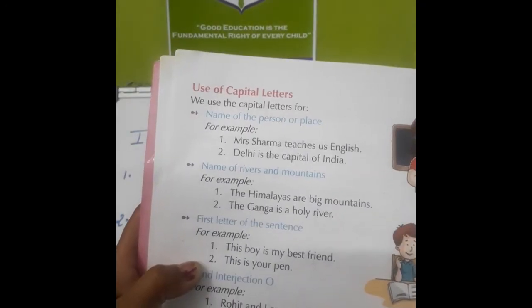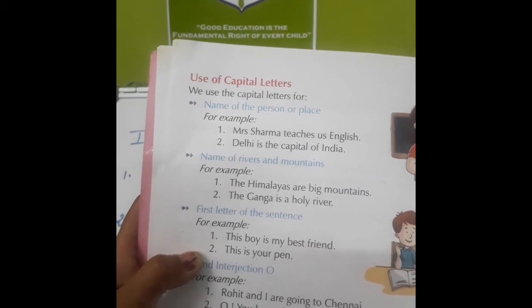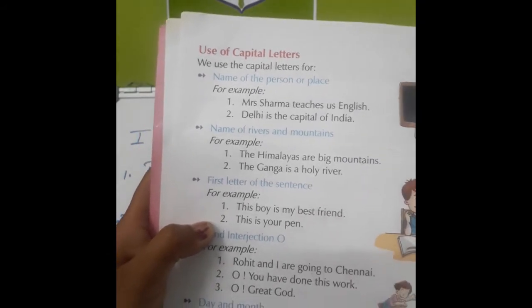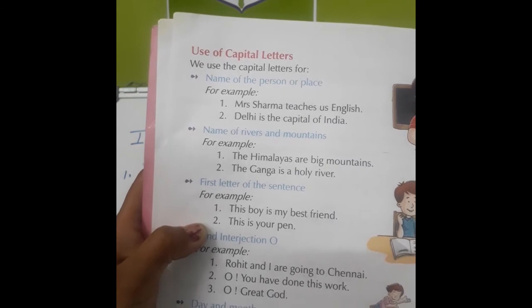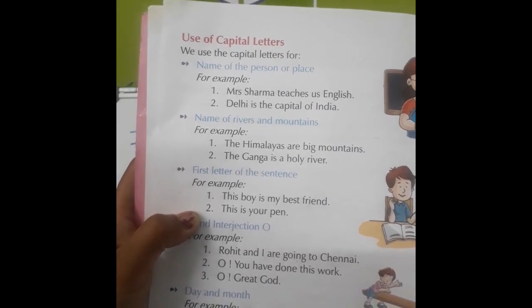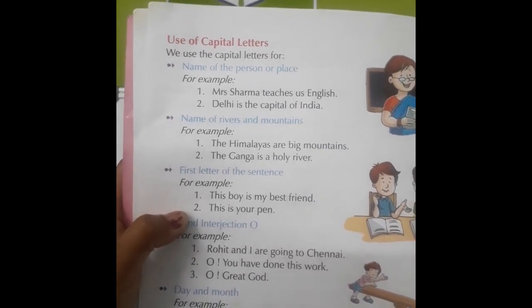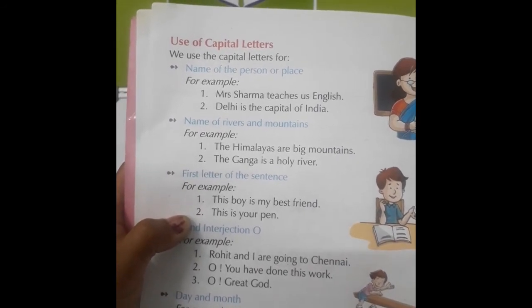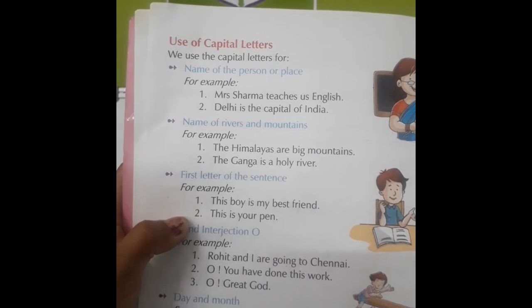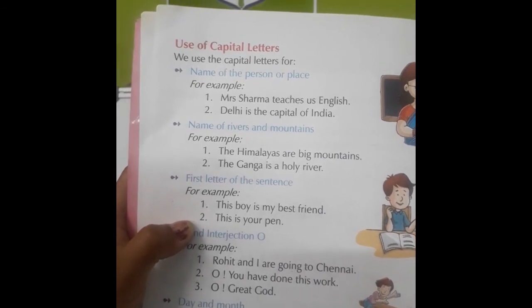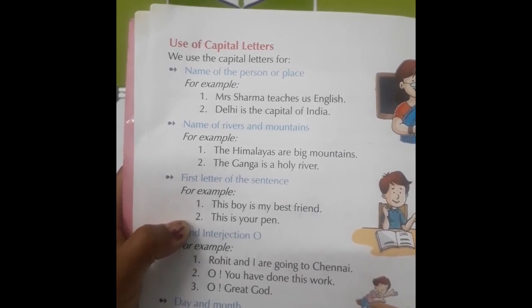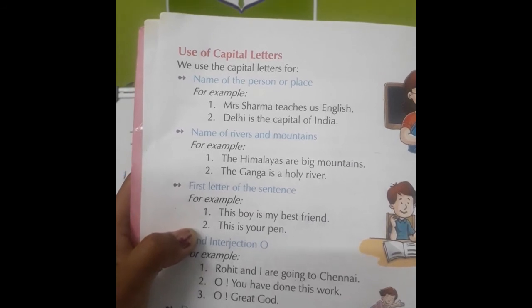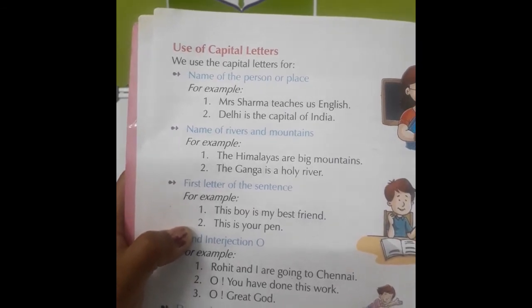Now see the third situation where we use capital letters. When we write the first letter of a sentence, we should write it in capital letter. Now see, for example 1, This boy is my best friend. In this sentence we use this T in capital letter. Second example, This is your pen. T, same again in capital letter.